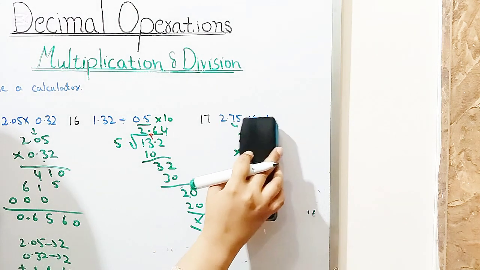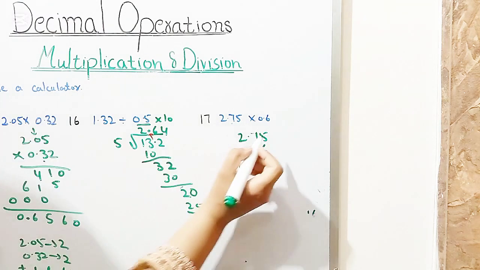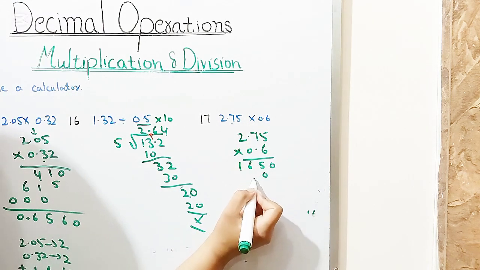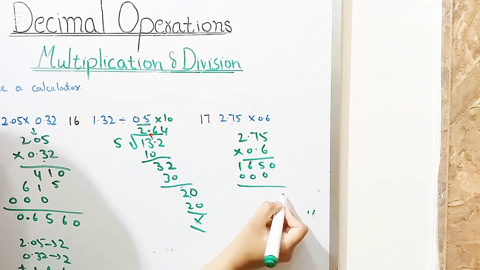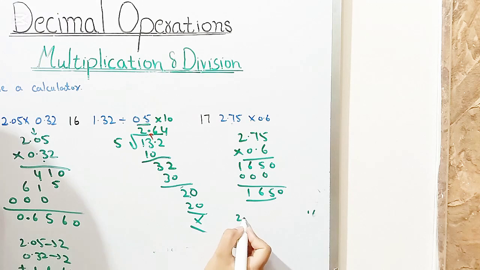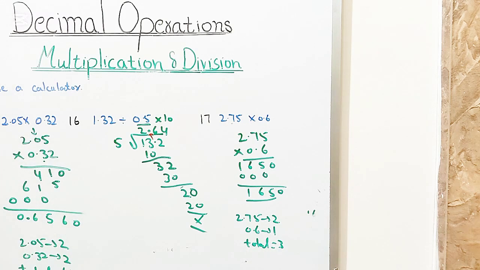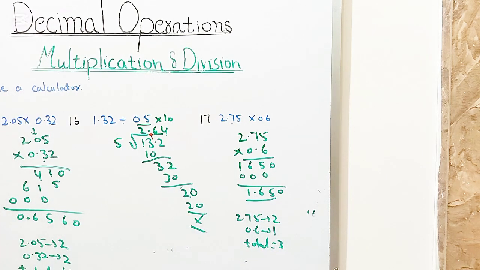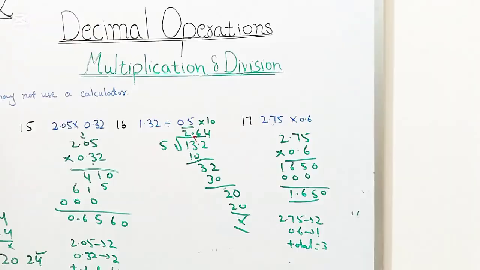Now I will wipe it so you will not be confused there. Now 0 multiplied by 5 is 0, 0, 0. Now I will add them: 0, 5, 6, 1. So 2.75 has 2 decimal places. 0.6 has 1 decimal place. Total will be 3. Now I will count from the right side: 1, 2, 3. We move the decimal from the right side after 3 values. Now the final answer is 1.650.